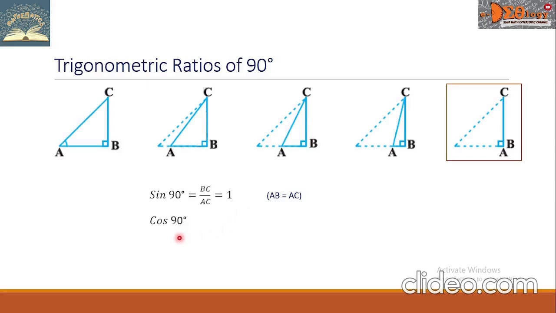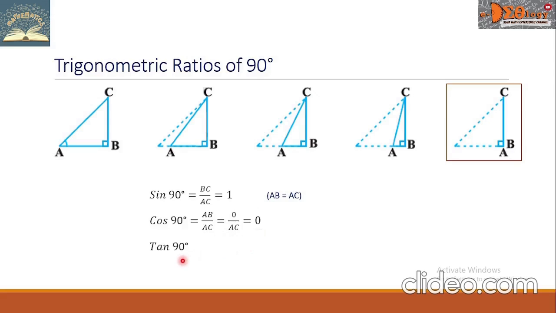Next, cosine 90 degrees. Cosine is adjacent over hypotenuse. In the figure, we can write AB over AC. We can observe that AB equals 0. So 0 divided by AC is 0. Therefore, cosine 90 degrees is 0.